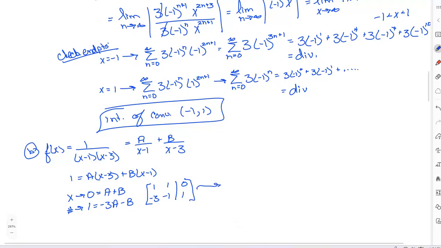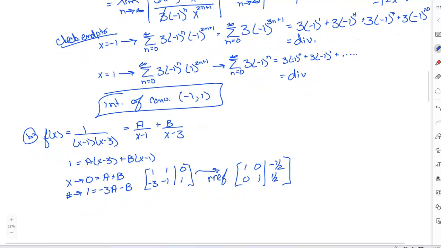And I ended up with 1, 0, negative 1/2, and 0, 1, and 1/2. So a equals negative 1/2, and b equals positive 1/2. So 1 over x minus 1 times x minus 3 equals negative 1/2 over x minus 1 plus 1/2 over x minus 3.